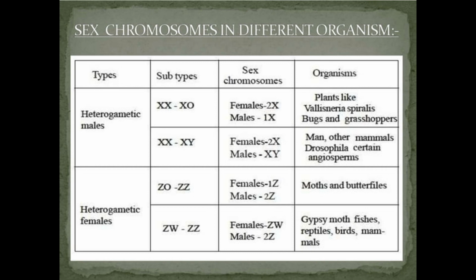So, sex determination based on the sex chromosome is of four types. In male heterogametic, it is XX, XO, XY, while in female heterogametic it is ZO, ZZ, ZW, and Z heterogametic female sex determination, and they are present. We will discuss each of them in detail.